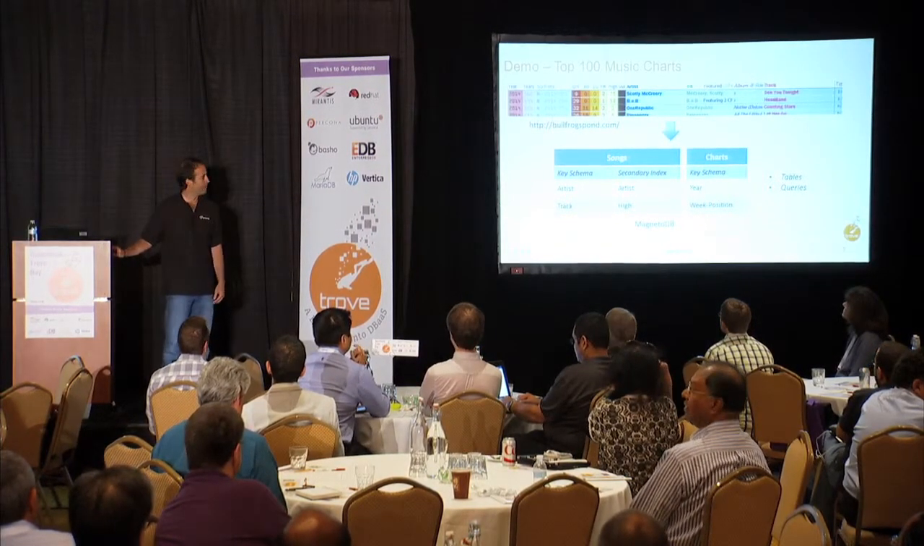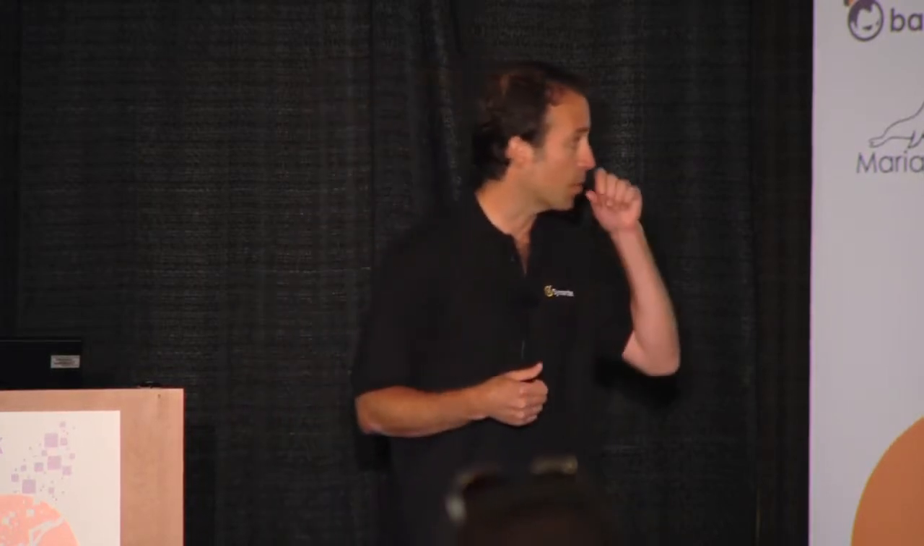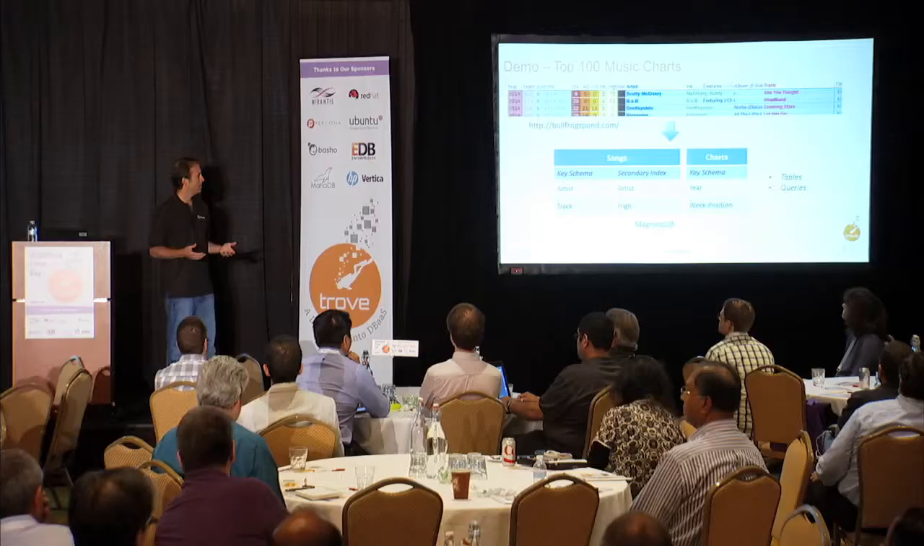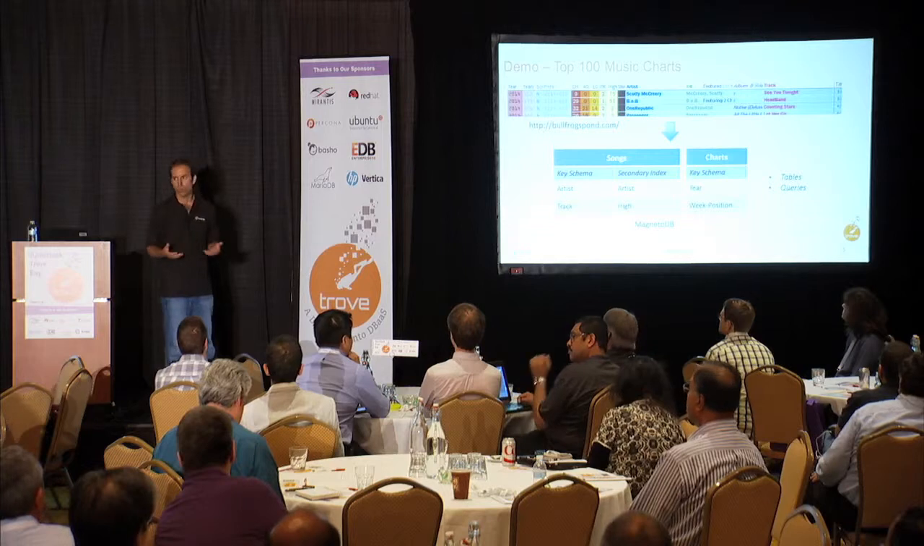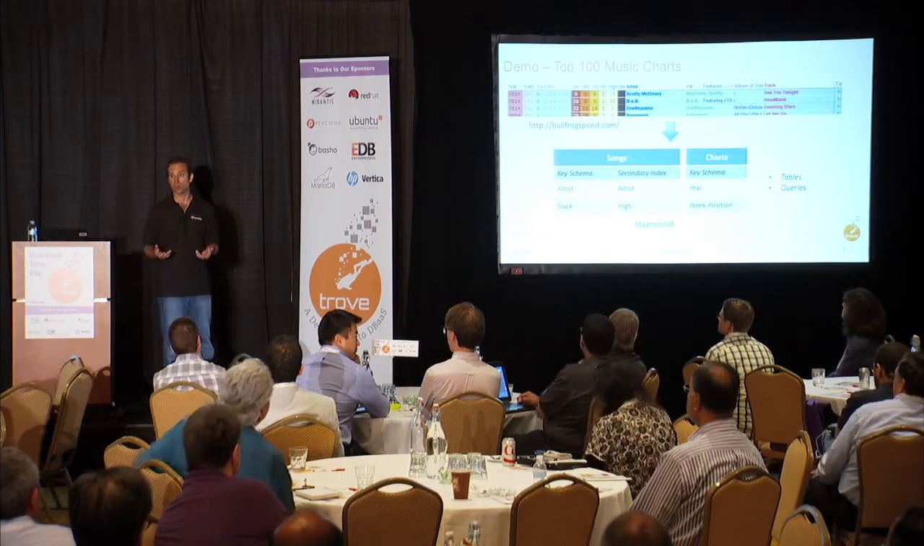So I went out and I found on bullfrogspond.com, they have a data set of every song and every artist that was in the top 100 for the past 130 years, I think. So a really cool data set. So what I did was I took that data set, I wrote a little bit of code that imports all that data into MagnetoDB. And like you would with any database, I defined the database based on the kinds of queries I was going to do.